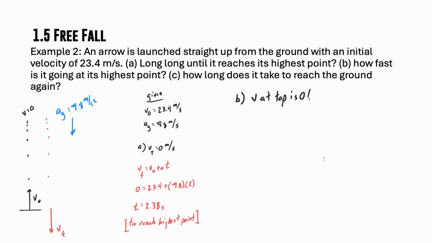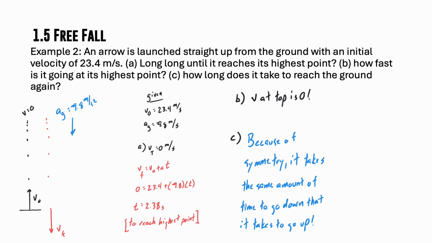And then part C, how long does it take to reach the ground again? Well, that's an interesting question. Because of symmetry, it takes the same amount of time to go down that it takes to go up. So I would take that 2.38 number, or however long it takes to go up, and multiply it by 2. I would get 4.76 seconds to go from the ground level all the way up and all the way back down to hit the ground again.